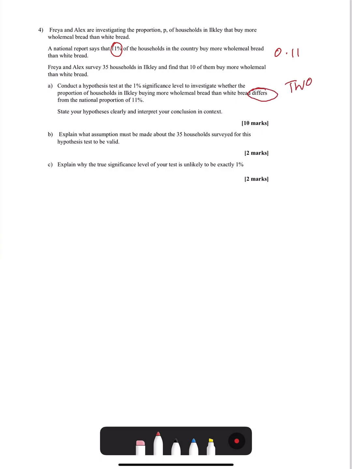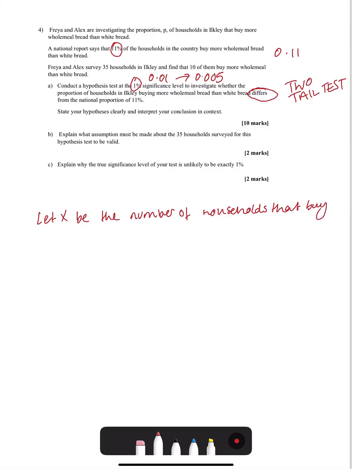So this means two-tail test, which also means that this 1% significance level of 0.01 needs to be halved, because I'm going to have half either side. 0.005 is what we are testing against. So we'll start off with our statement. Let X be the number of households that buy more wholemeal than white bread.